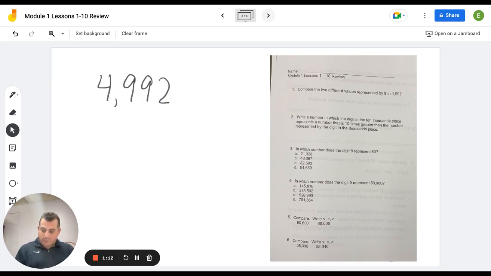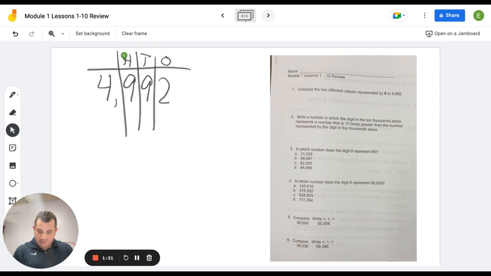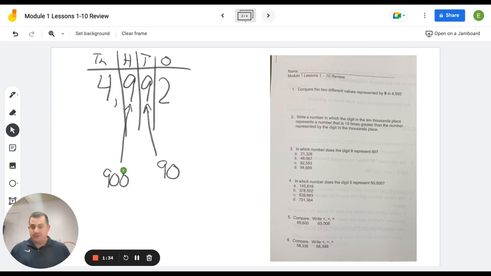Okay, so the first thing you want to do is, you can make your place value chart, right? Very quick on top of there, ones, tens, hundreds, thousands. So I have a 9. This 9 is in the tens, which is worth 90. This 9 is in the hundreds, worth 900. So you're asking yourself, let me compare those two values. And we know that 900 is greater than 90. So I can put the greater than symbol there.